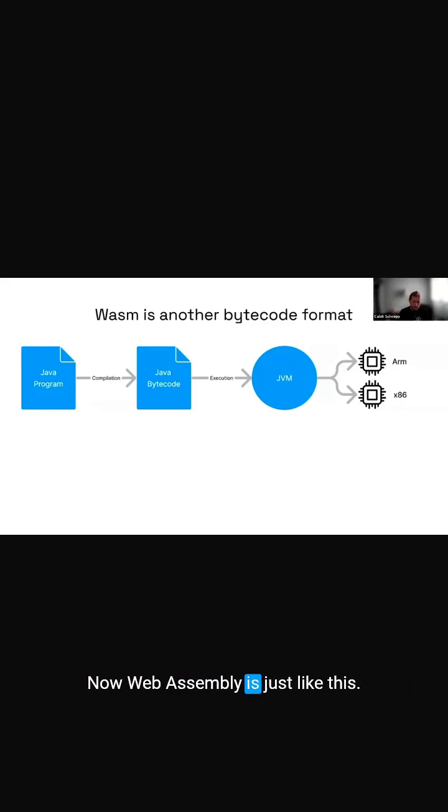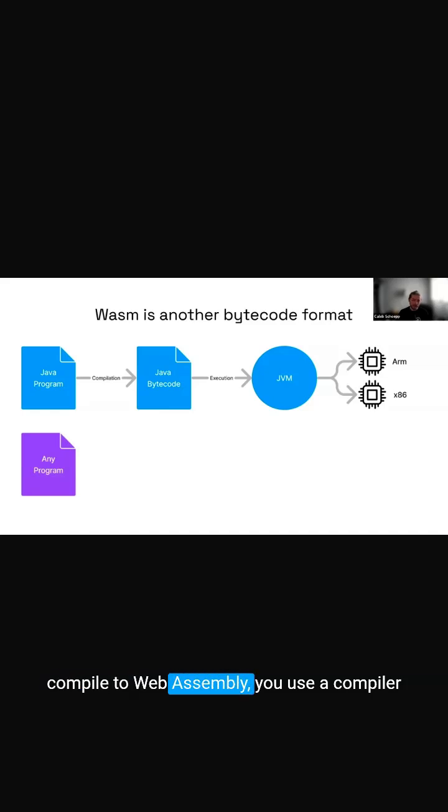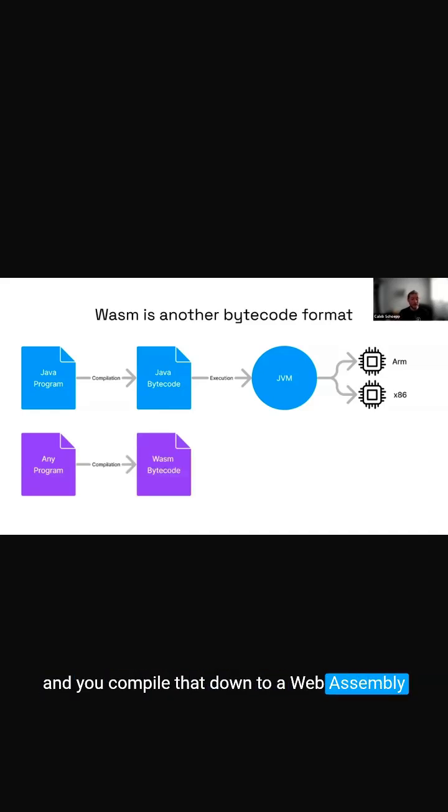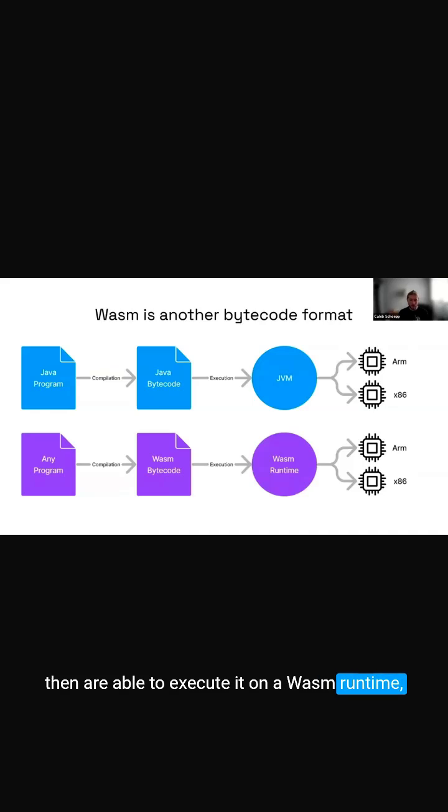Now, WebAssembly is just like this. It's kind of a bytecode model. So you take your program that you want to compile to WebAssembly, you use a compiler, and you compile that down to a WebAssembly bytecode this time instead of a Java bytecode. And then with the WebAssembly bytecode, you are able to execute it on a Wasm runtime, which is kind of the equivalent to the JVM. And again, the same kind of story of the runtime supporting multiple different architectures here.